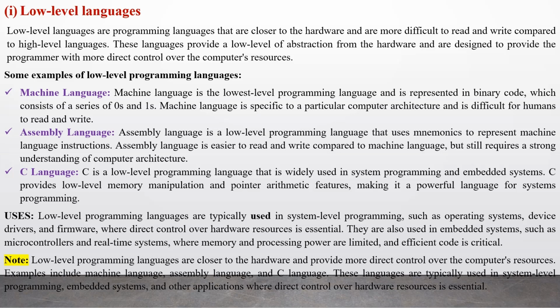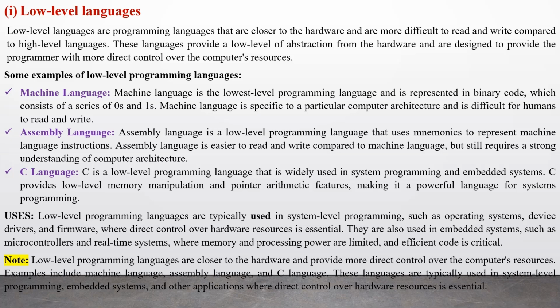The first one is the machine language. Machine language is the lowest level programming language and is represented in binary code, which consists of a series of zeros and ones. Machine language is specific to a particular computer architecture and is difficult for humans to read and write. Next is the assembly language.